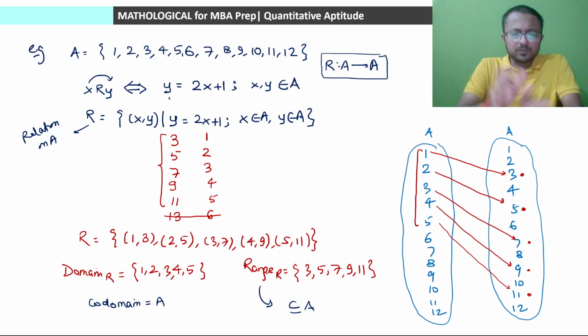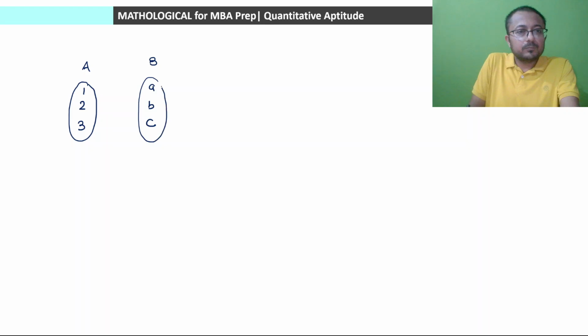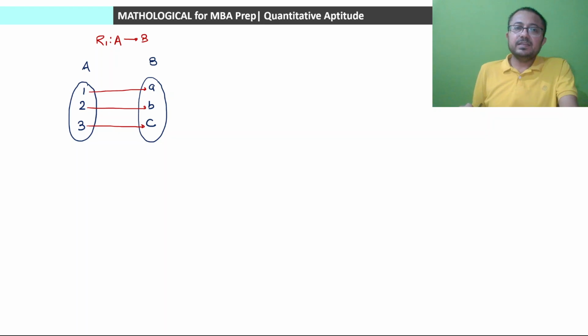Now let us take some cases of relations to understand it much better. We have a set A and a set B. Set A has elements 1, 2 and 3. Set B has elements a, b and c. The first and simple case can be when 1 is related to a, 2 is related to b, and 3 is related to c. Our relationship is from A to B. 1 is related to a, 2 is related to b, 3 is related to c.